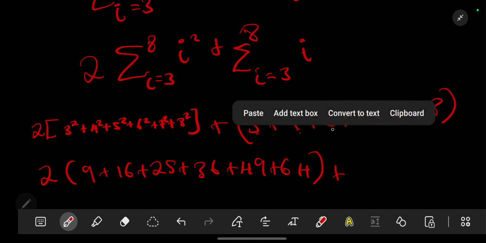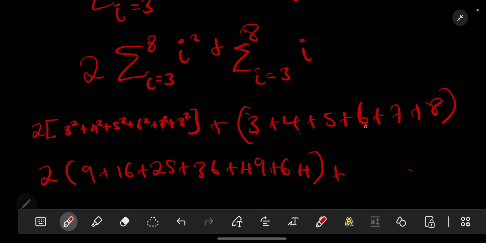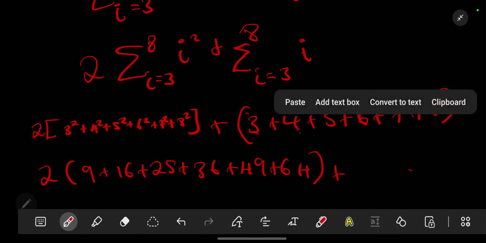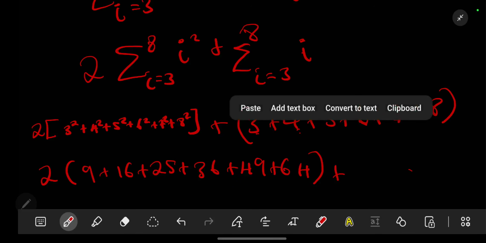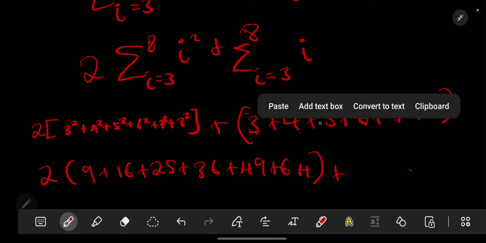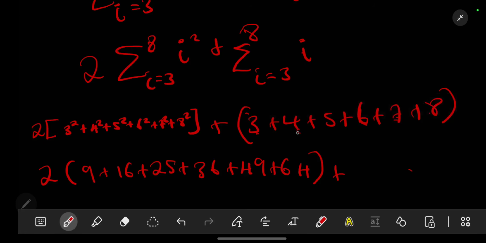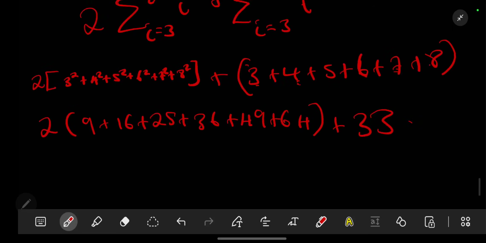plus 5, that will be 12, plus 6, that will be 18, plus 8 plus 18, that will be 26, 26 plus 7, that will be equivalent to, okay, so let's do it again. So we have 7 plus 8 is 15, 15 plus 5, that will be 20, plus 6 is 26, plus 4, that is 30, plus 3, that will be 33. So this is what we have.